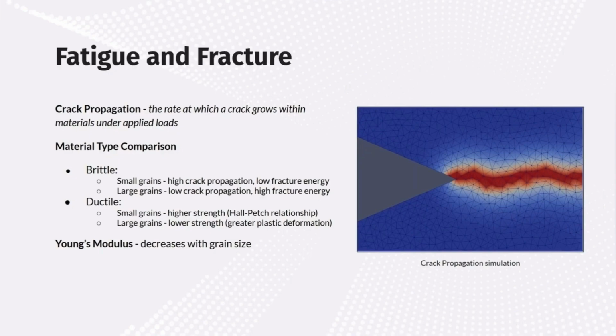Ductile materials, however, act very differently. Due to the Hall-Petch relationship, smaller grains lead to stronger material properties. Grain boundaries are decreased for larger grains, though, making dislocations easier and increasing plastic deformation. For both material types, however, the Young's modulus of the material generally increases linearly with grain size.